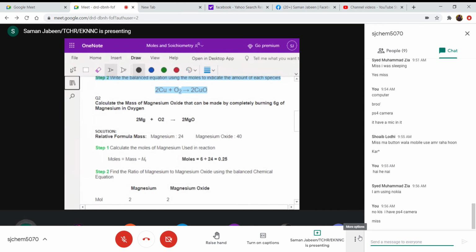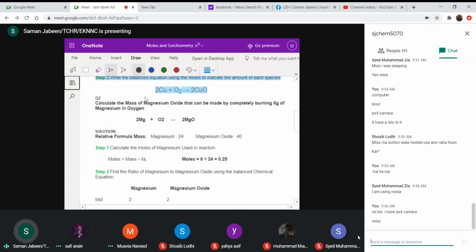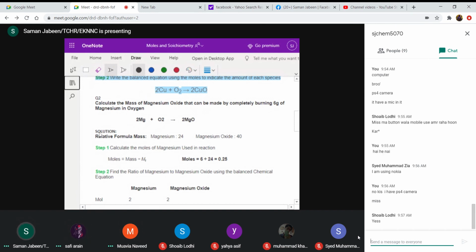Okay, fine. So all have copied this question: calculate the mass of magnesium oxide that can be made by completely burning 6 grams of magnesium in oxygen. And this equation you have written, everyone? Yes. Okay, now the solution. What is the first thing? Only 6 grams of magnesium is given, so the magnesium mass is given. So whenever the mass of any element or compound is given, you have to start with that gram and convert it to moles. That is the first step for every question. If mass is given of any particular element or a compound, the first step.